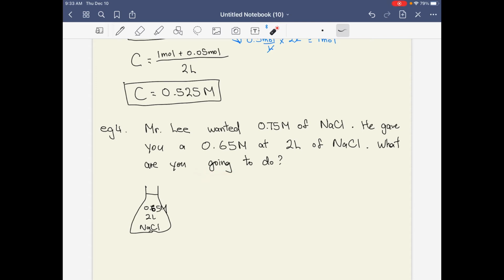Well, you are raising the concentration in this case. So you're not diluting. Obviously, you're not going to put water in here, right? If you put water in there, this number is going to get lower. So what are you going to put in there? You're going to put NaCl in there. But how much? Okay, how much NaCl are you going to put in there?